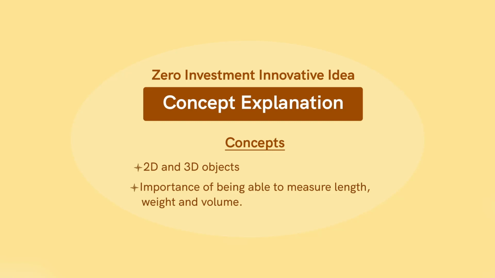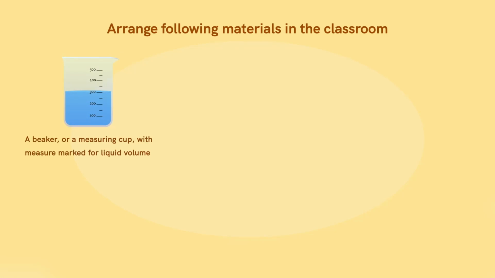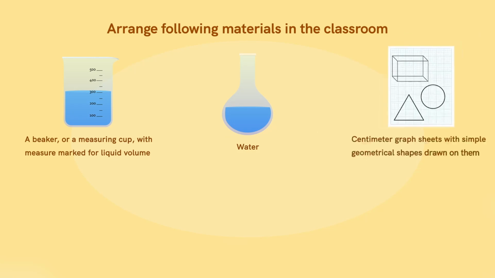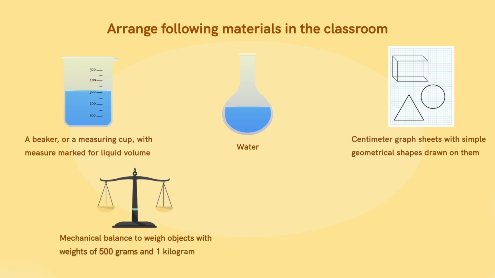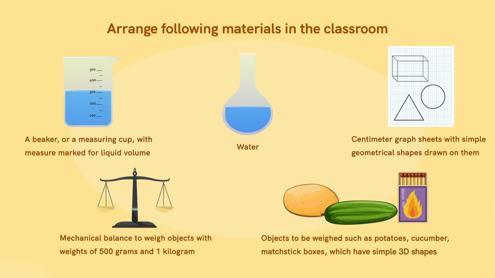Now, in order to take students through an experiential learning session, we need to make the following arrangements in the class. We need a beaker or a measuring cup with marks for liquid volume, water, centimeter graph sheets with simple geometrical shapes drawn on them, a mechanical balance to weigh objects with weights of 500 grams and 1 kilogram, and objects to be weighed such as potatoes, cucumber, and matchstick boxes which have simple 3D shapes.